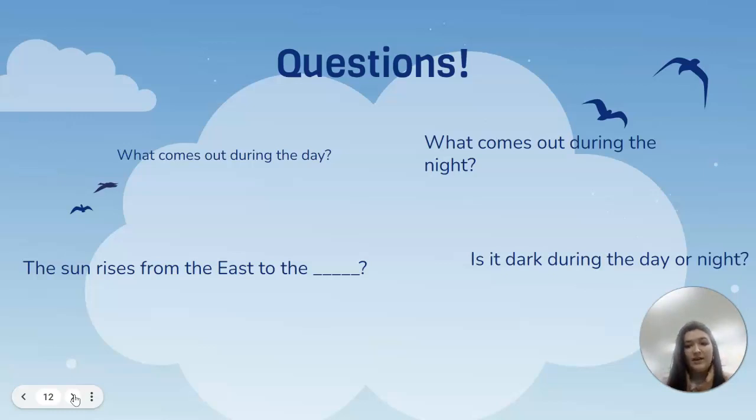Okay, is it dark during the day or is it dark during the night? Think about the park we were talking about. Would you go to the park when it's bright outside or would you go to the park when it's dark outside? It's dark during the night, isn't it? Right, so the night is when it's dark. That's when we're not going to the park.